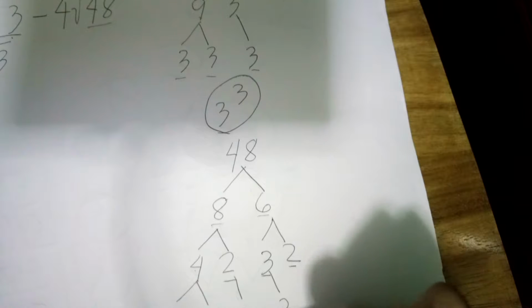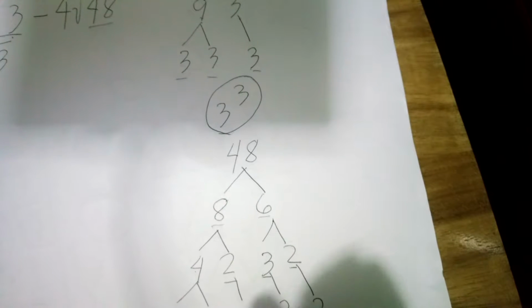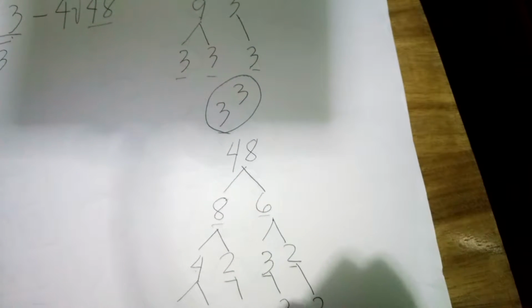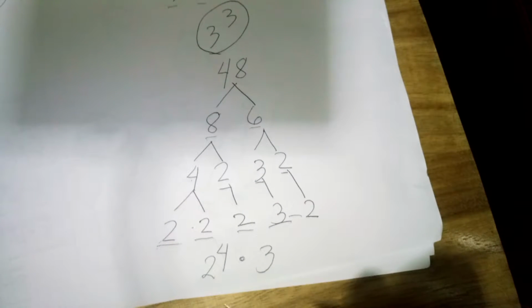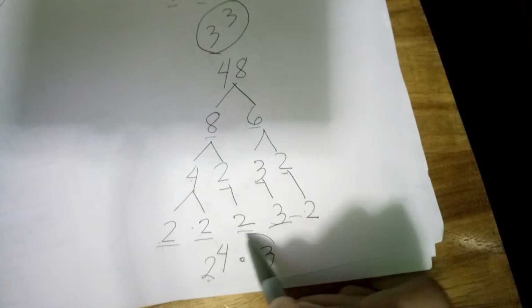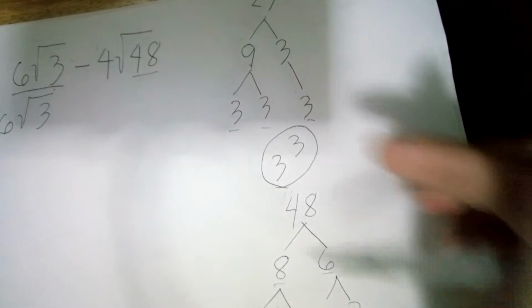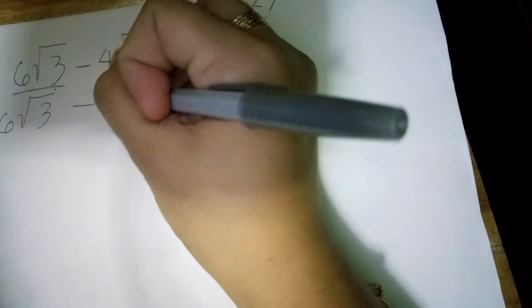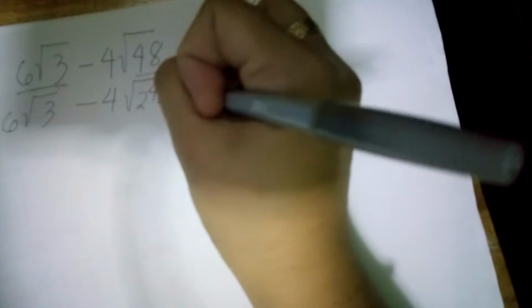Copy, copy, copy. Finally, you count how many 2's are there: 1, 2, 3, 4. So there are four 2's times 3. Can you see? So 2 to the power of 4, then times 3. This now is your prime factors for 48. So I'll go back to the given. This is minus 4 square root of the prime factors of 48. We have 2 to the power of 4 times 3.